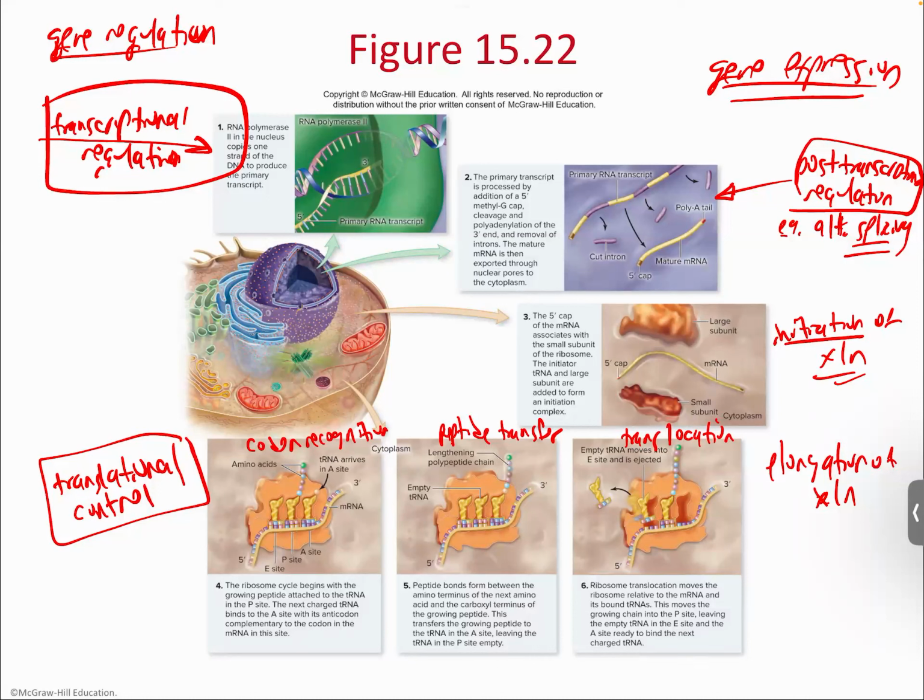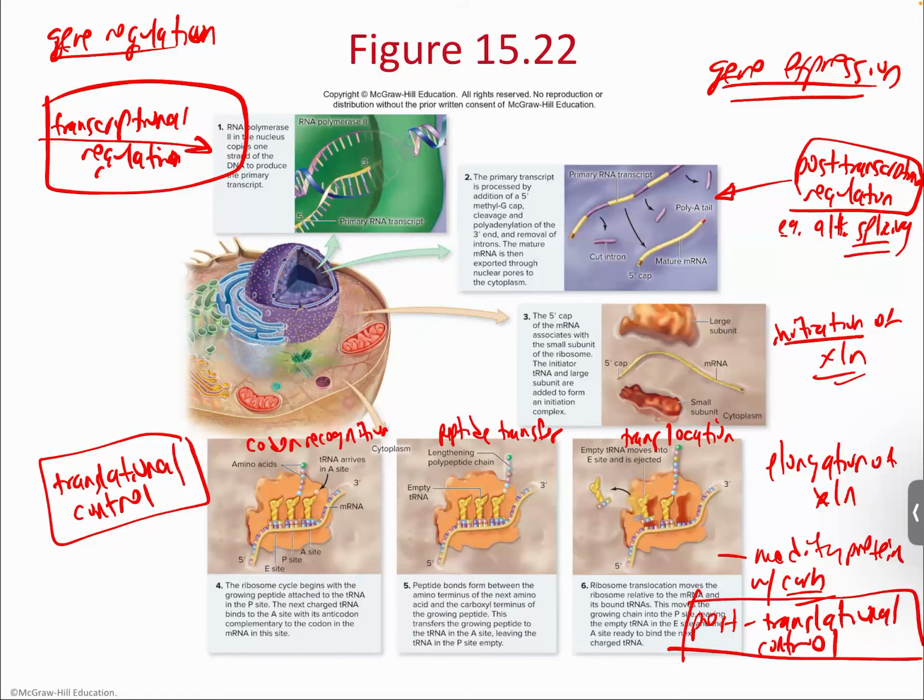Then what happens after that, when you have to make your protein, then you can modify it with things like carbohydrates, like glycoproteins, for instance. This would be a type of post-translational modification. So you can see everything in a box are places where you can control expression.